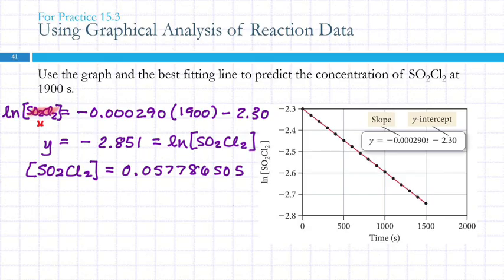So what do you think would be a good number of sig figs? 3. If we look at the slope, it's got 3 sig figs. This number has 3 sig figs. The 1900 seconds here, do they really mean that they just estimated it to the nearest 100? Probably not. They're just probably being sloppy. So a good guess would be 3 significant figures. And in this class, the good guess on sig figs is generally just fine. So 0.0578.